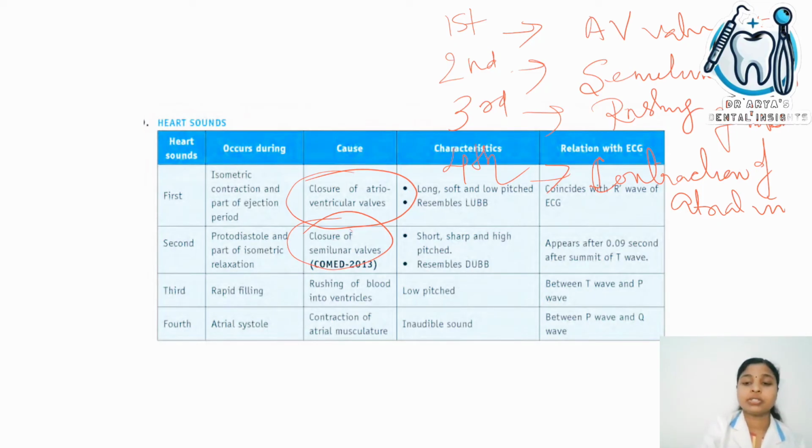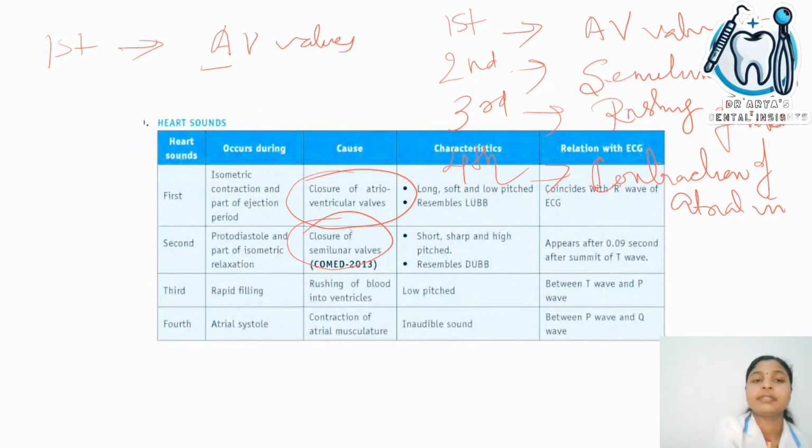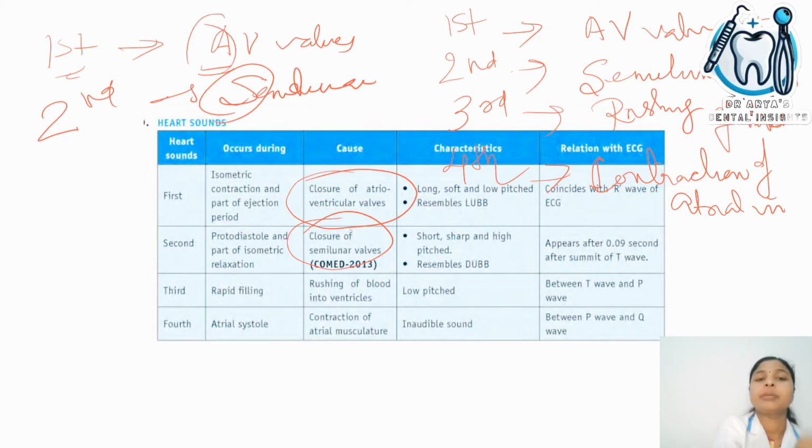So here it's also a mnemonic. The first is A, that is AV valves. And the second, yes, that is semilunar valves. So these are the two mnemonics. The first sound is due to the closure of AV valves, and the second sound is due to the closure of semilunar valves. Okay.